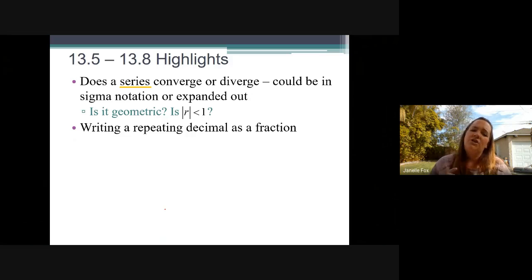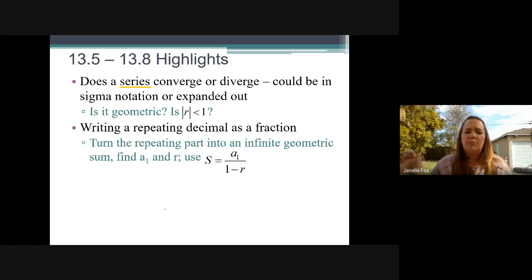Another thing that they ask us to do is to write a repeating decimal as a fraction. What you would do is you turn the repeating part into an infinite geometric sum, and then you find your first term and your common ratio, and then you're able to put it into this equation right here, and then there might be some other terms in the front, like a 7 or a 10 or something like that.